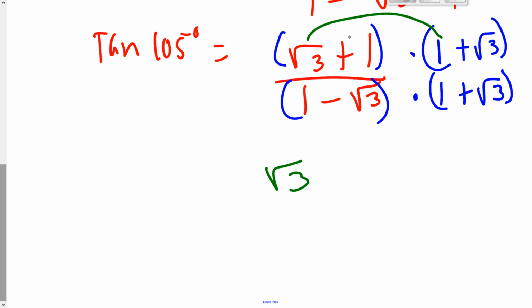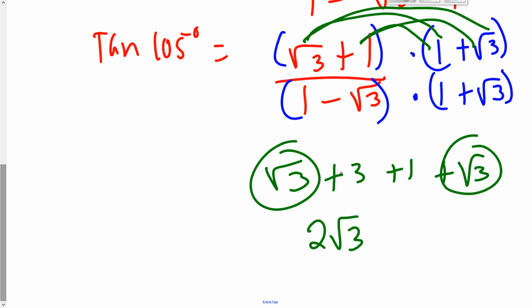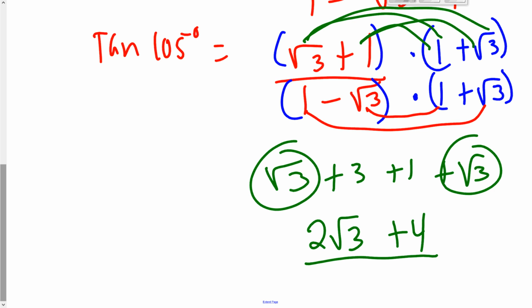Root 3 times root 3 is square root of 9, which is 3. Then 1 times 1, 1 times root 3. So we get root 3 plus root 3. Now here we can actually add: root 3 plus root 3 is 2 root 3, and 3 plus 1 is 4. And then on the bottom they're conjugates, which is nice because 1 times root 3 is a positive root 3, and negative root 3 times 1 is a negative root 3, so the middle terms cancel out. All I have to do is first times first, which is 1, and last times last, which is a negative root 9, which is a negative 3.